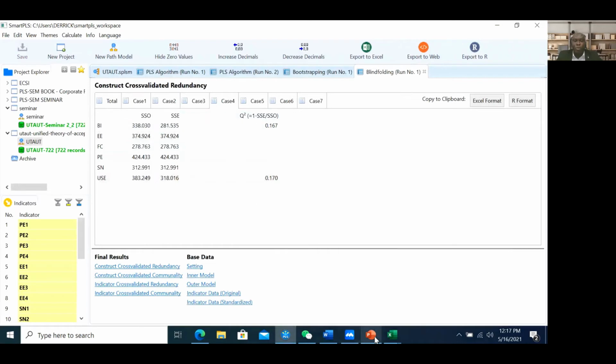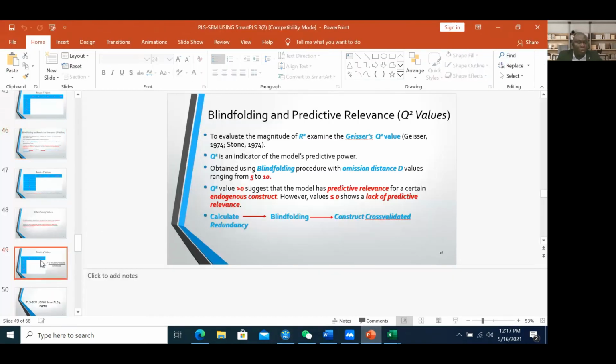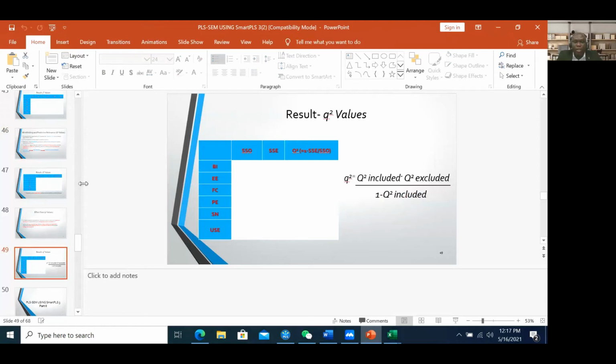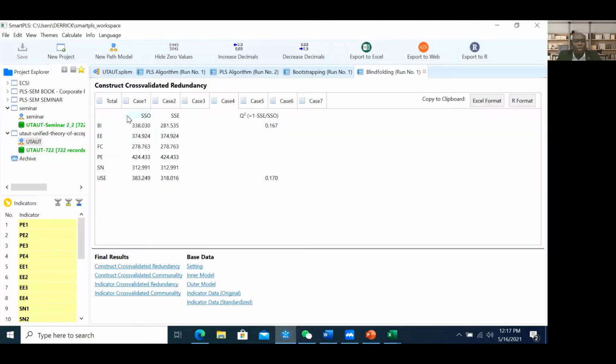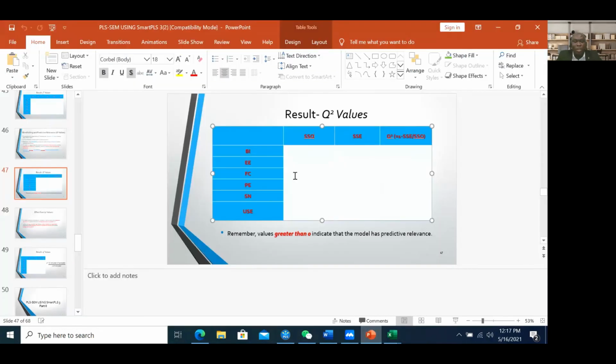So you can put this into a beautiful table like this, here. Okay, so you put this value, put the SSO, you put the Q, so you can just copy all this table and then put it into this beautiful one here. Okay, right.